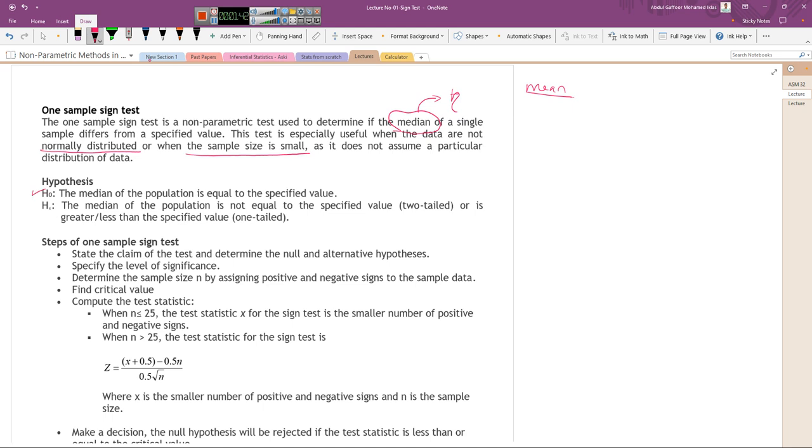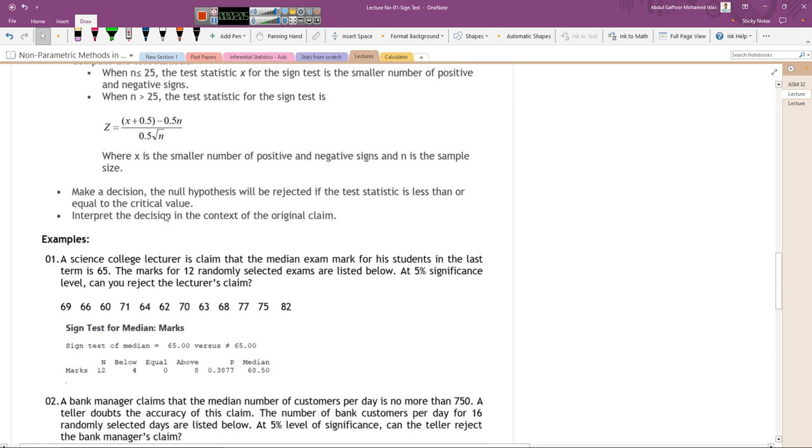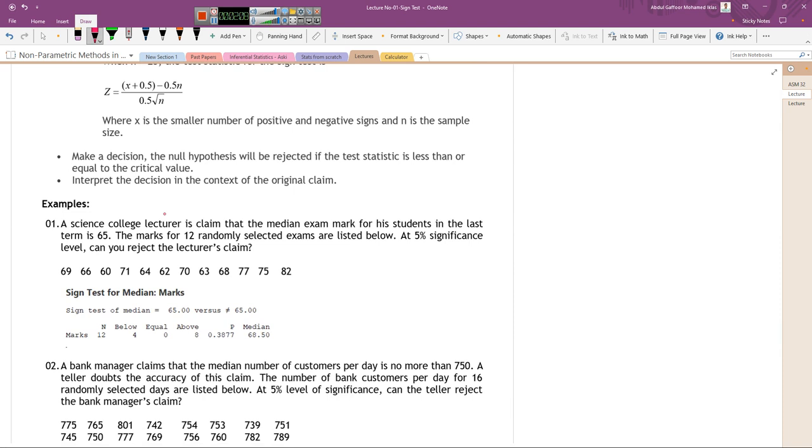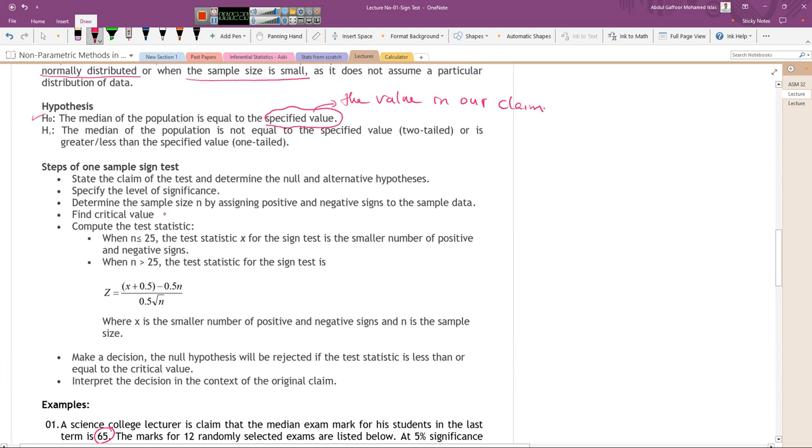Now we have the null hypothesis, and this is how we write it: the median of the population is equal to the specified value. In the question they will give the claim, so the claim is the specified value. For example, in the first one, a science college lecturer claims that the median exam marks for his students in the last term is 65. So this 65 is the specified value mentioned here.